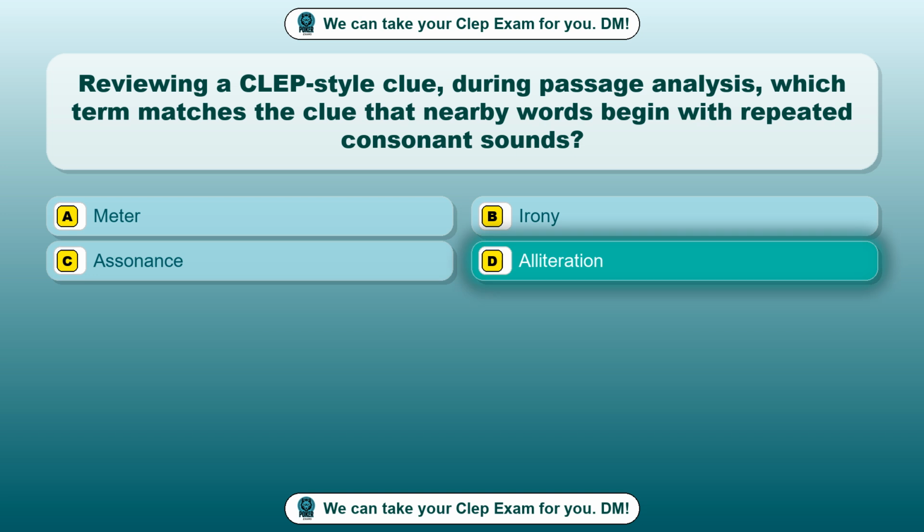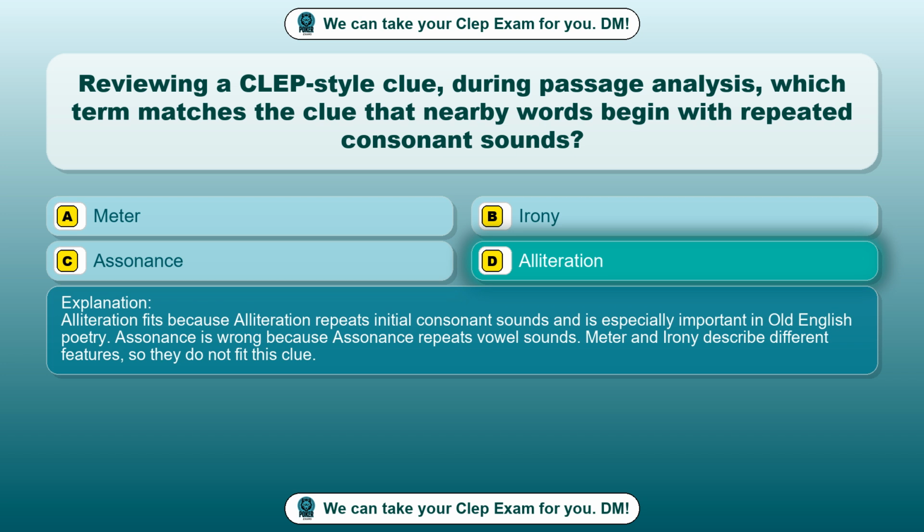Alliteration. Alliteration fits because alliteration repeats initial consonant sounds and is especially important in Old English poetry. Assonance is wrong because assonance repeats vowel sounds. Meter and irony describe different features, so they do not fit this clue.